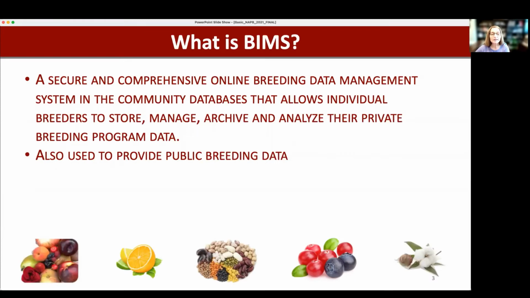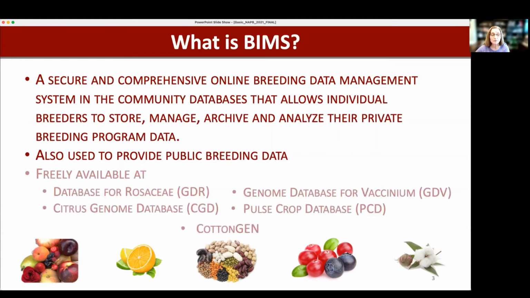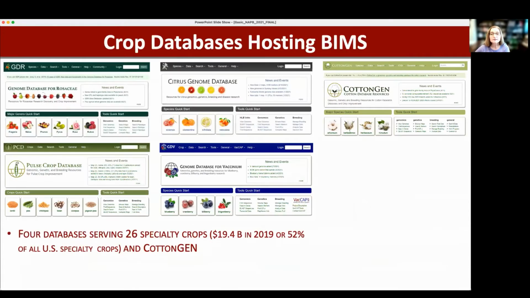BIMS is an online tool which allows users to explore the publicly available breeding data in the host community databases, while also providing a data management solution for private breeding programs. Currently, BIMS is available freely in the 4 specialty crop databases: database for Rosaceae, Vaccinium, Citrus, and Pulse, and also in the cotton gen database. This slide features all of these databases.